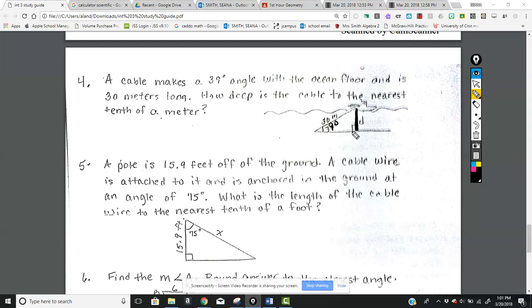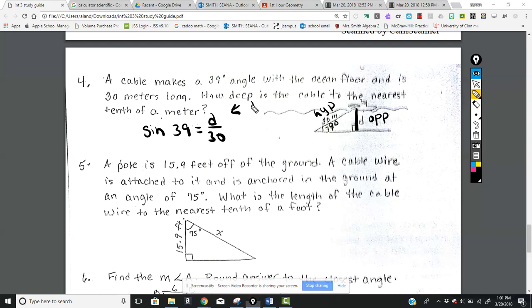So we need to identify that 30 is the hypotenuse. And since D is all the way across from 39, that's the opposite. So we have opposite and hypotenuse. Think about which one that would be. Hopefully you come up with sine. So sine is opposite over hypotenuse, so sine of 39 would be D over 30.